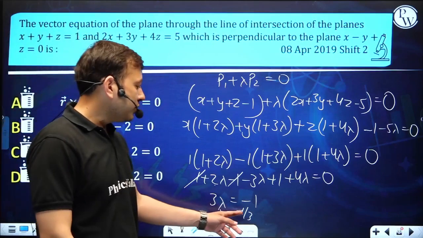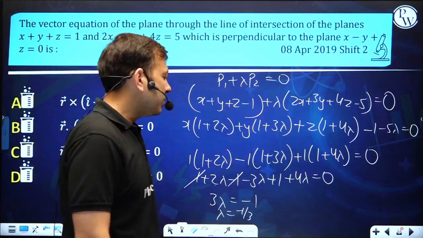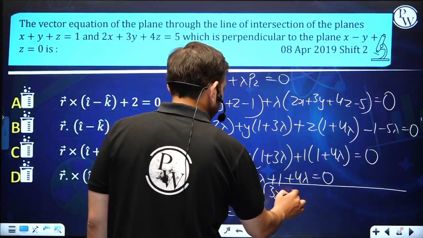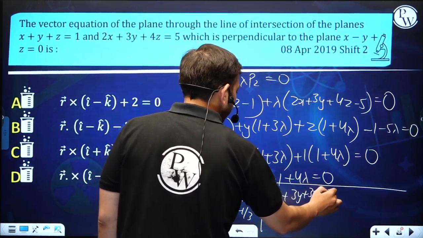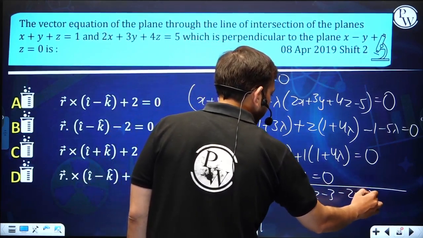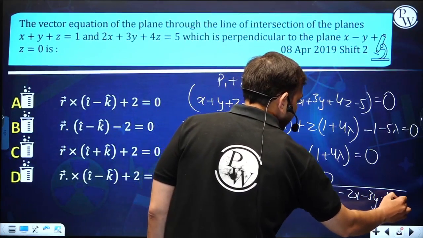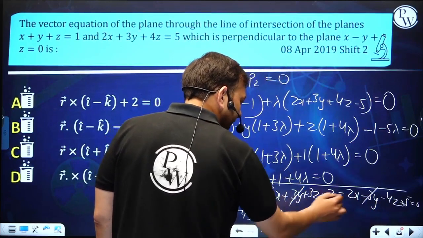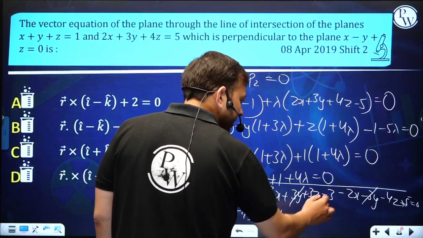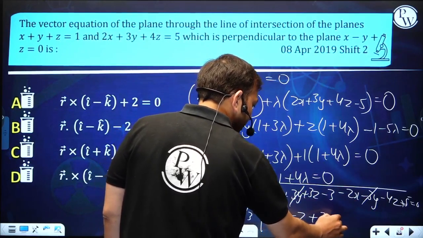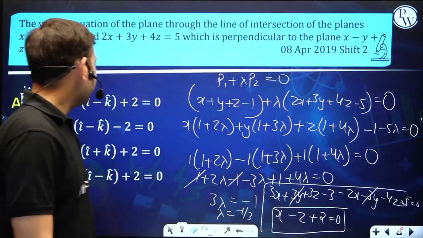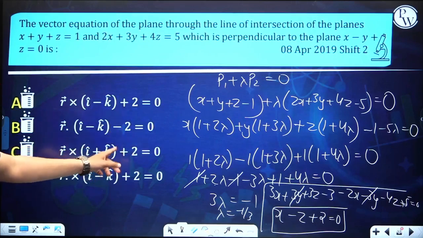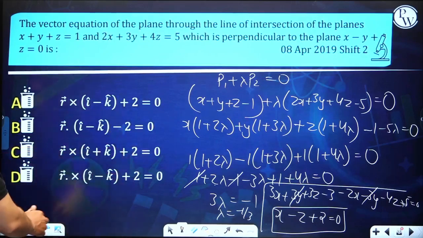Now, I need to substitute this minus 1 by 3 to get the equation of the plane. If you substitute, 3x plus 3y plus 3z minus 3 minus 2x minus 3y minus 4z plus 5, because the minus will be multiplied. So 3y and 3y cancel. I got x, I got minus z, and I got plus 2 equals 0. X minus z, so i minus k, and plus 2 I need. So that means option D.